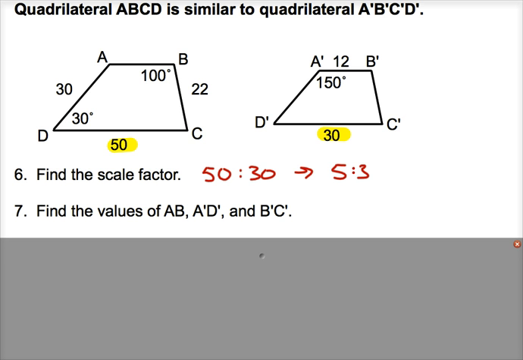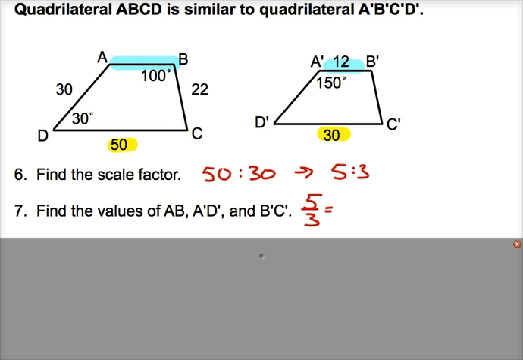Find the values of AB, A prime, D prime, and B prime, C prime. All right, so let's first look at AB. I don't know how big AB is, but I know that the corresponding piece is 12. So the easiest thing for me to do is set up a proportion between those two values and the two values that made up the scale factor. So I know my scale factor is 5 to 3.